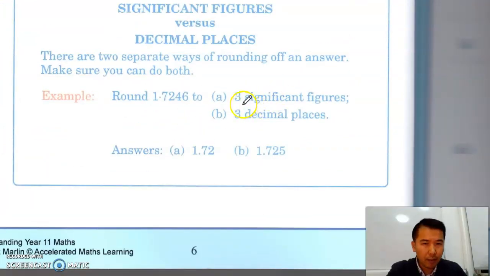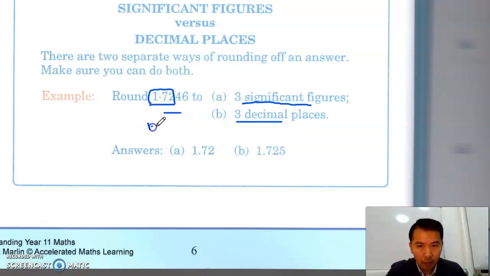Remember, significant figures is how many numbers there are. If they say 3 significant figures, you just count from here to here. That's 3 times, right? 3 significant figures. A decimal place is anything after the 0. So you can see 0 starts from there, you go 3.